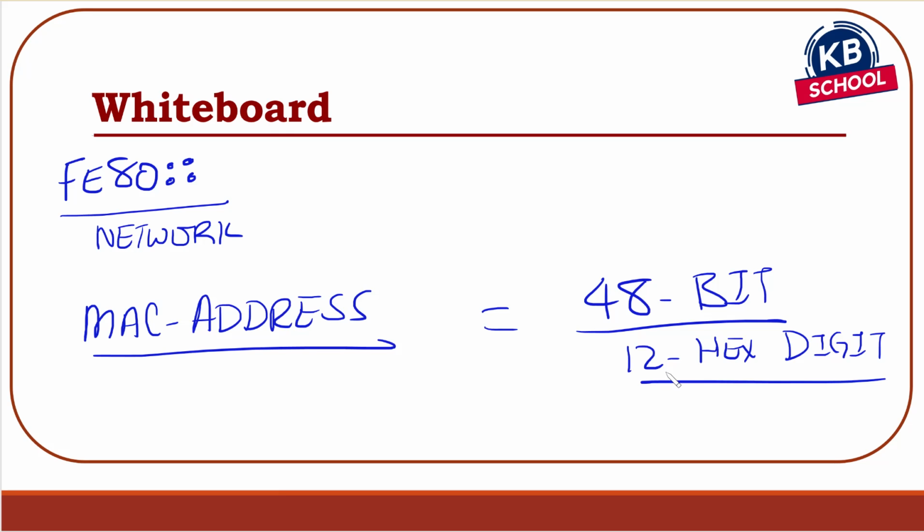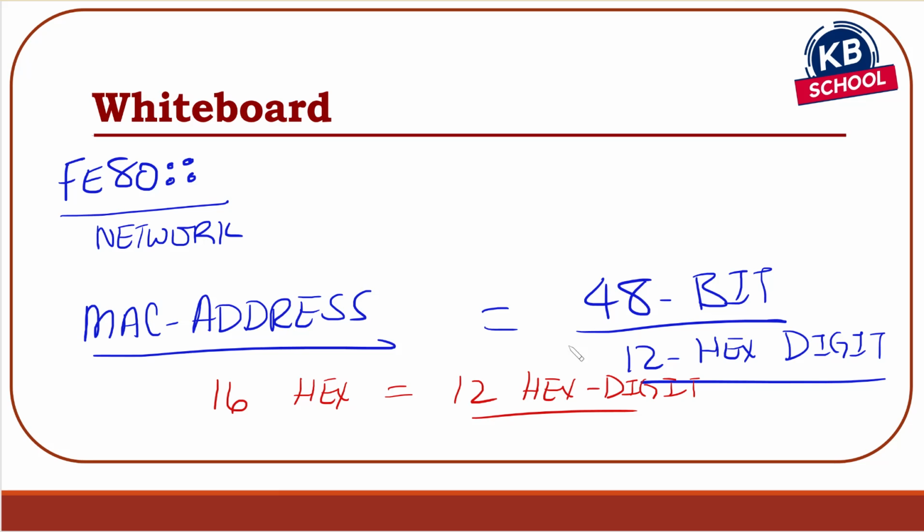But I'm missing something. I'm missing 4 hex digits. Why? The total number of host portion is 16 hex. The MAC address is only 12 hex.